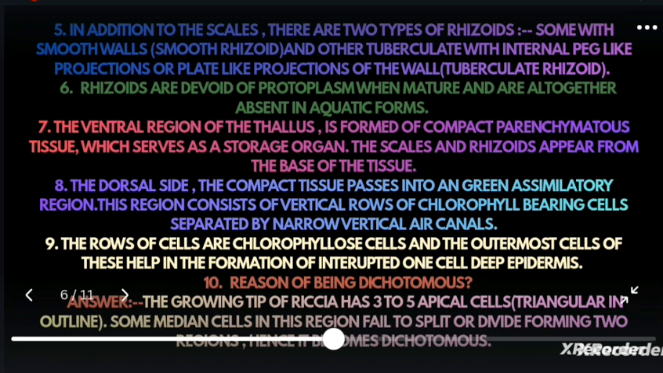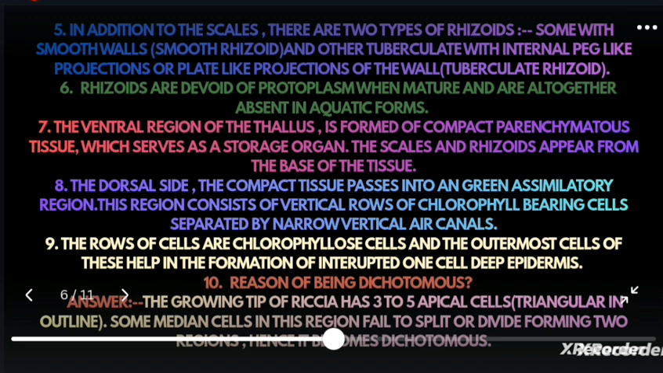Next, in addition to the scales, there are two types of rhizoids found in Riccia. Some have smooth walls, called smooth rhizoids, and some have tuberculate walls. Tuberculate means they have internal pegs, pin-like structures, or plates, flat plate-like structures. Those are called tuberculate rhizoids. Rhizoids are devoid of protoplasm, that is nucleus plus cytoplasm, when mature, and altogether absent in aquatic forms. There is one rare aquatic form of Riccia, which we will come to in the last part.